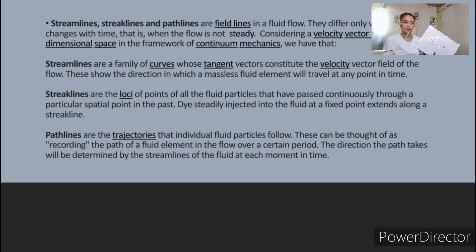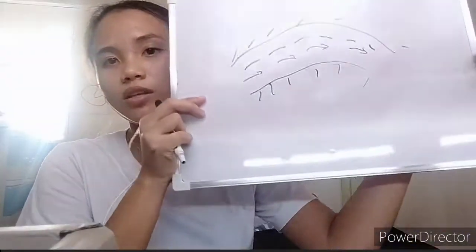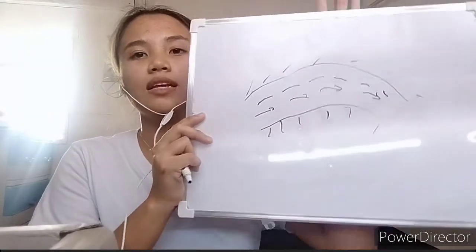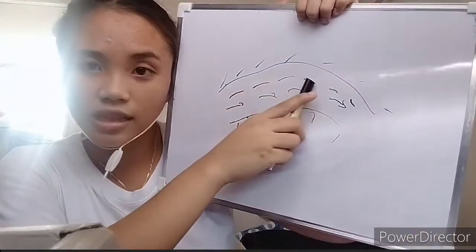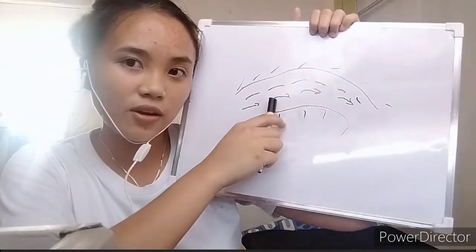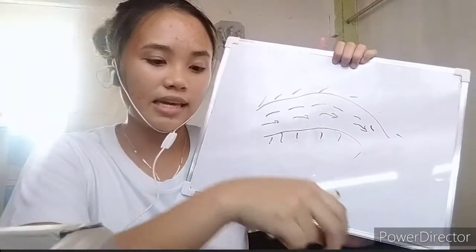Streaklines. Streaklines are the loci of points of all the fluid particles that have passed continuously through a particular spatial point in the past. Dye steadily injected into the fluid at a fixed point extends along a streakline. So since we have talked about streamlines, we're now going to talk about streaklines. I'm not going to erase this because everything is related.